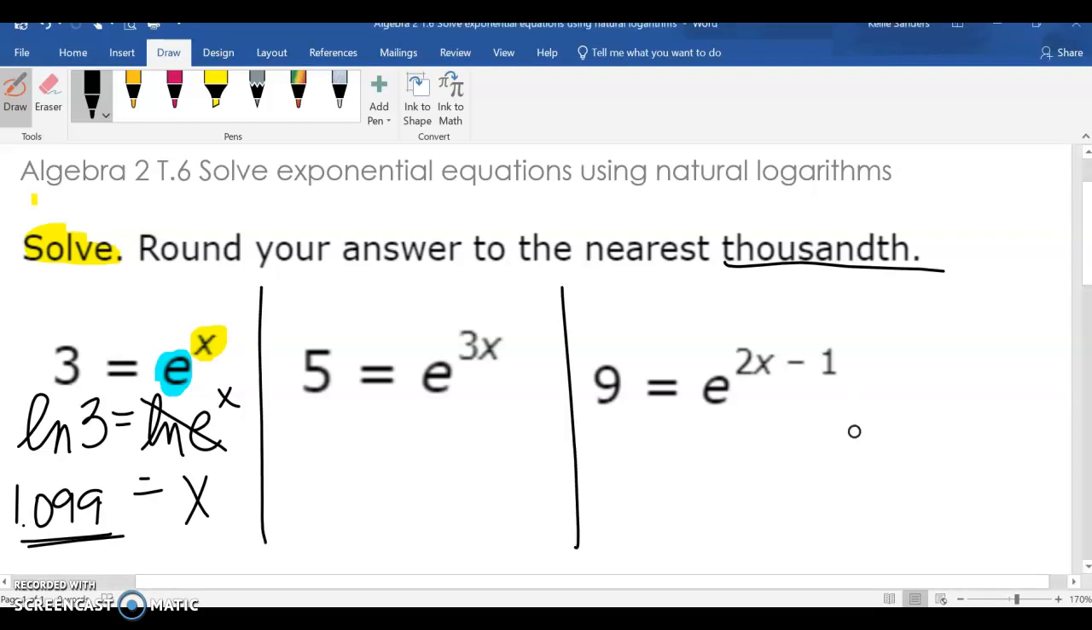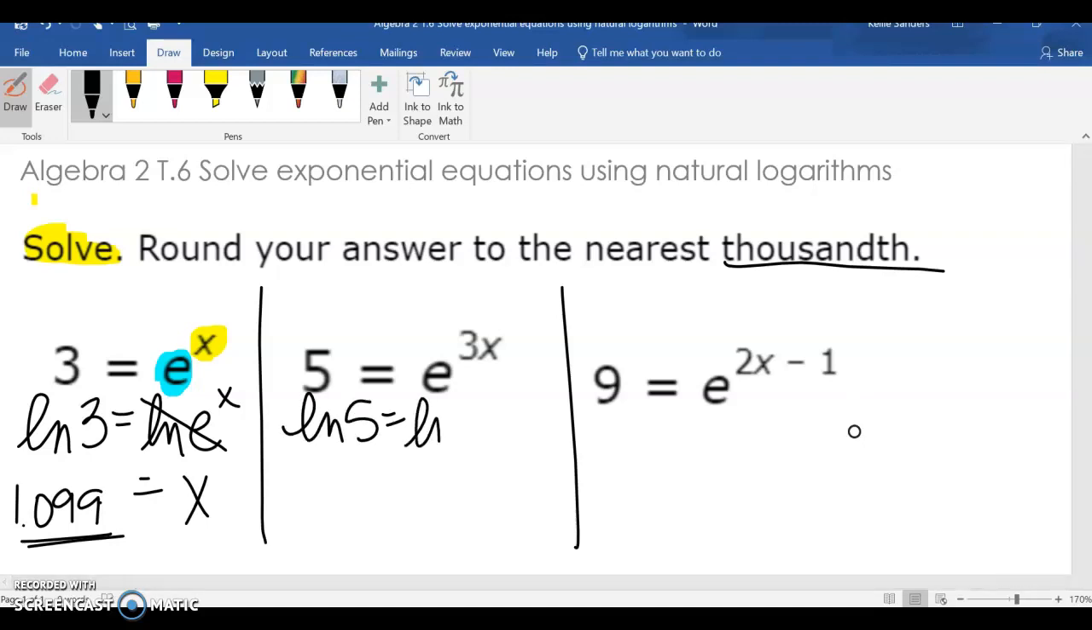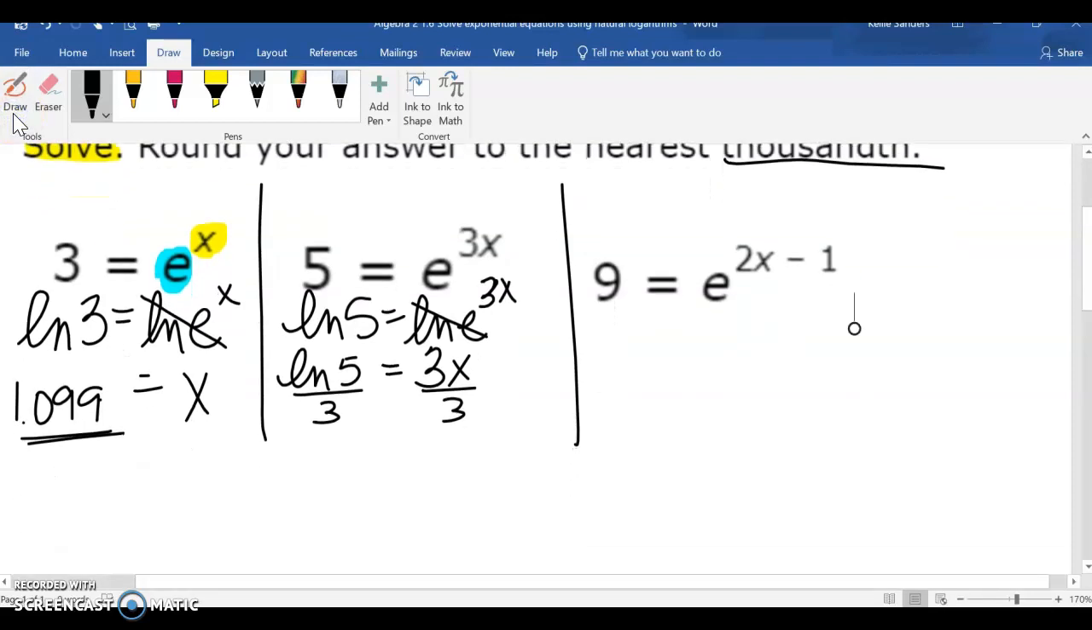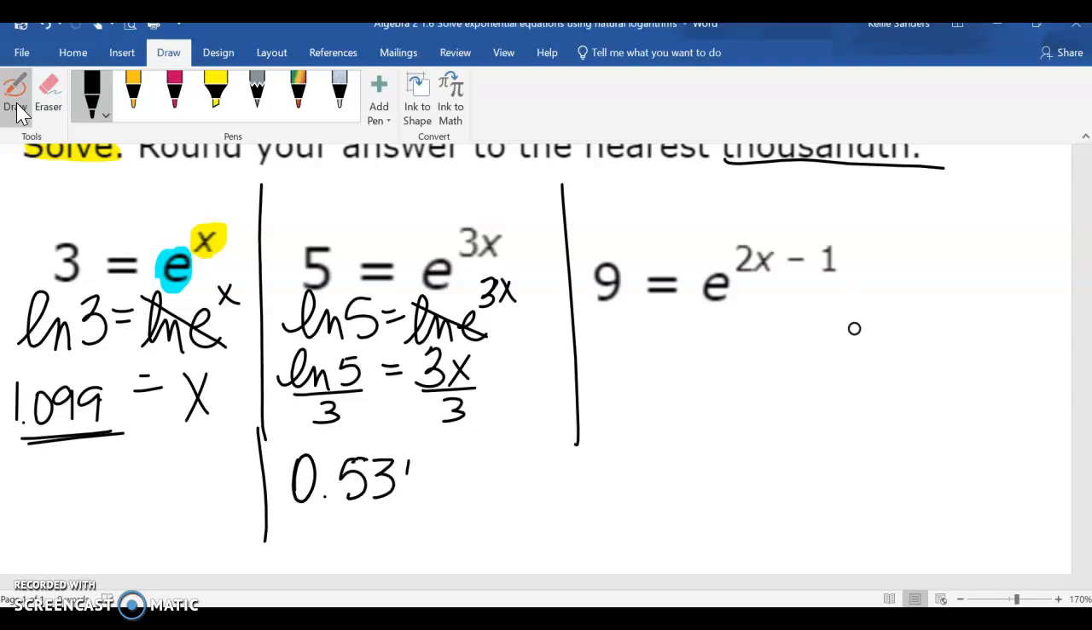Okay, we're going to natural log both sides again. The natural log and e cancel out, so we're left with natural log 5 equals 3x. And to get x by itself, we're going to divide by 3. And that is what we're going to put into the calculator: natural log 5 divided by 3. And it's 0.536.